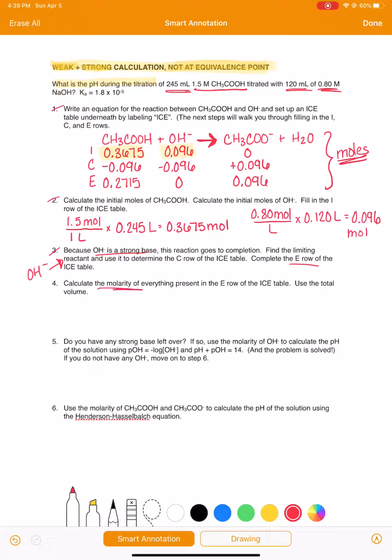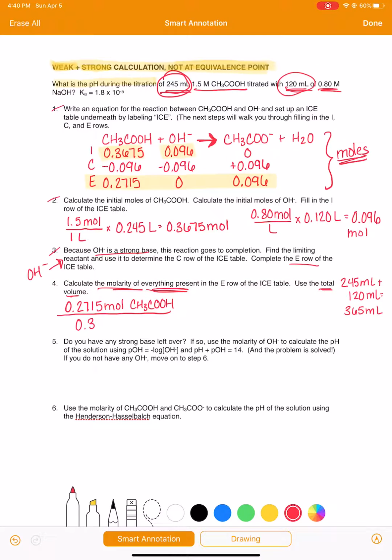Next thing that we're going to do is calculate the molarity of everything that we have in this E row. We're going to start with the CH3COOH. We have 0.2715 moles of CH3COOH. And don't forget that we are using the total volume, not just the volume of the acetic acid. Our total volume was 245 milliliters plus 120 milliliters, which is 365. That's our total volume, 0.365 liters. So that molarity is 0.744.